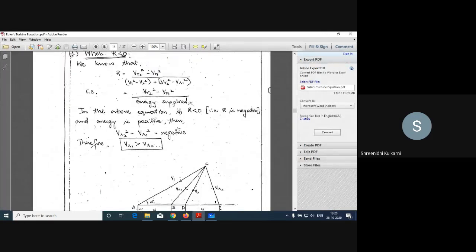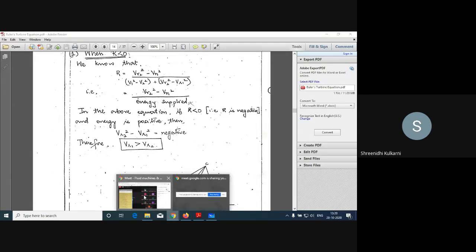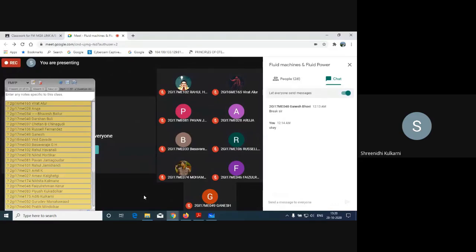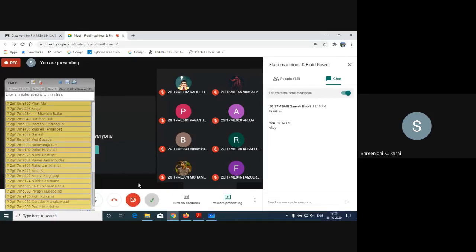So I hope you understood the case when R is less than 0. If you have any doubt, you can raise your question. Do you have any doubt?